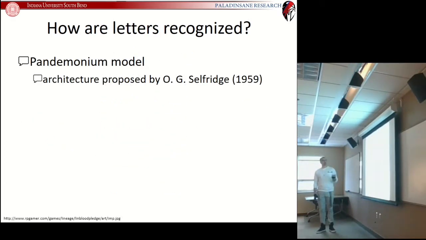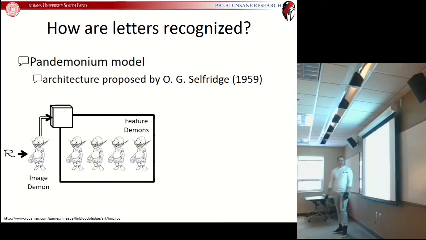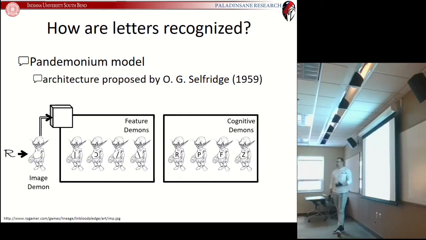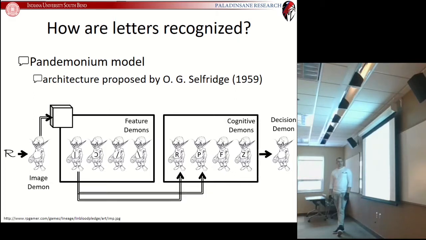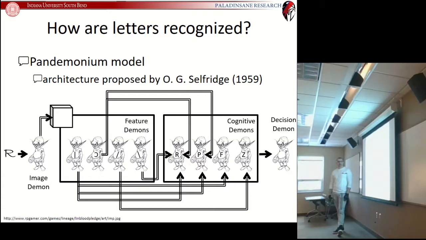Well, what about the Pandemonium model? So once again, we have the Pandemonium model. We got our image demon. We got our TV room filled with feature demons with different features on their bellies. We have the cognitive demons with the different letters on their bellies. We have our decision demon and all the connections between the feature demons and the cognitive demons. But again, specific connections. Not everybody is connected to everybody else.